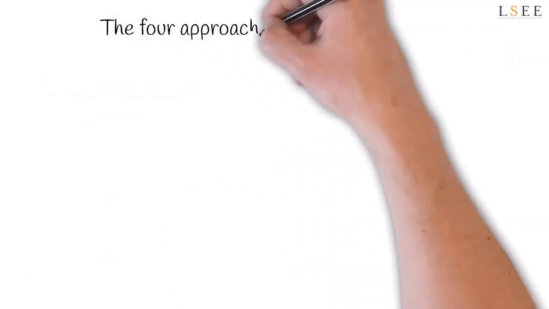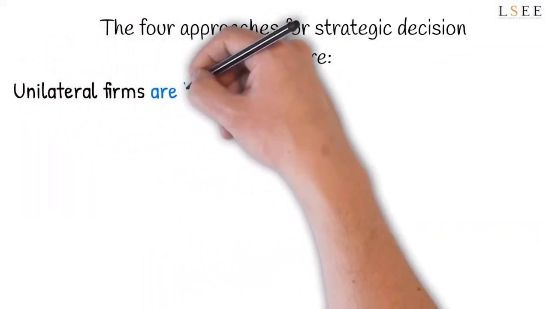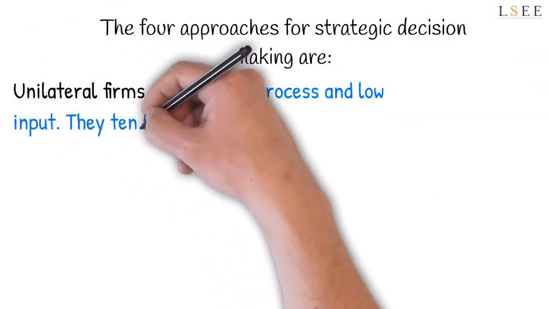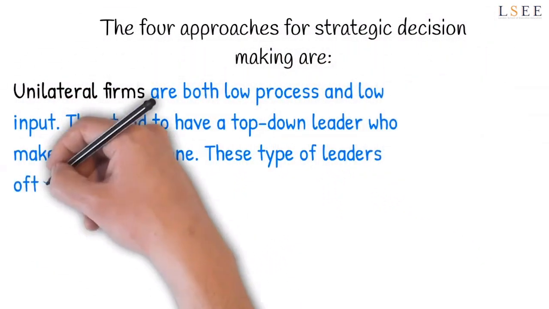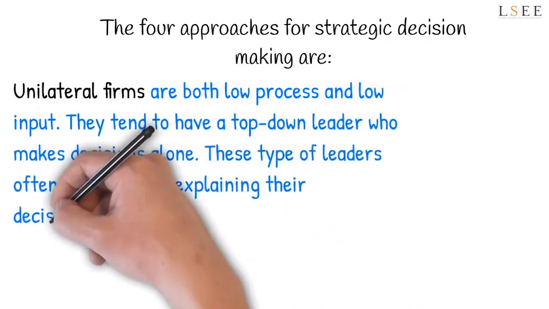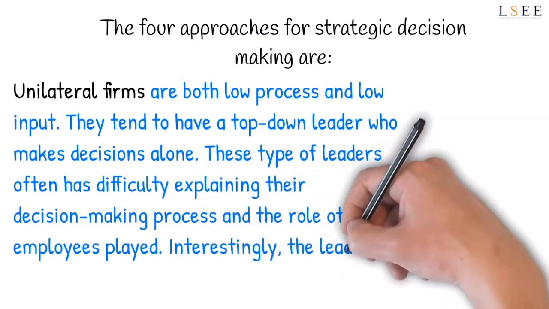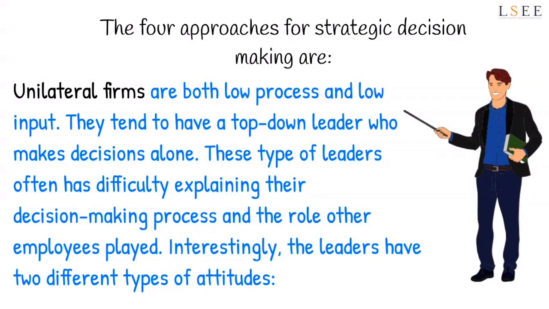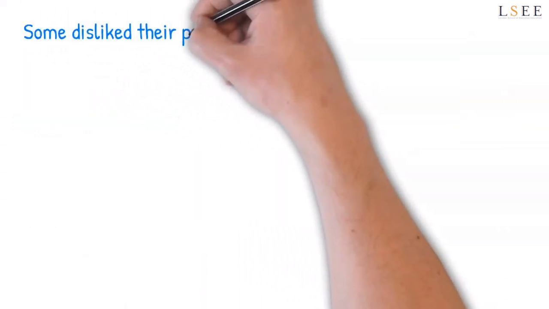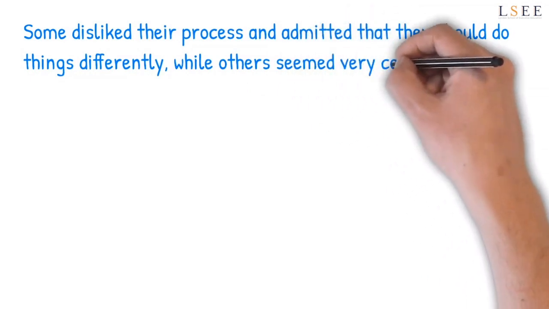The four approaches for strategic decision-making are: 1. Unilateral firms are both low process and low input. They tend to have a top-down leader who makes decisions alone. These types of leaders often have difficulty explaining their decision-making process and the role other employees played. Interestingly, the leaders have two different types of attitudes. Some disliked their process and admitted that they should do things differently, while others seemed very confident with how they made decisions.